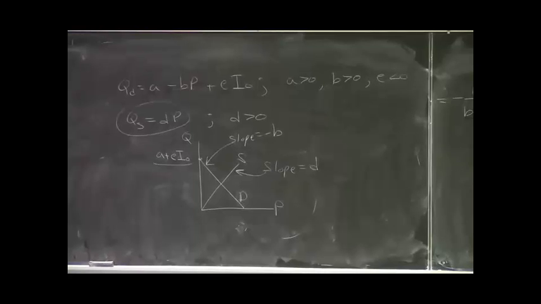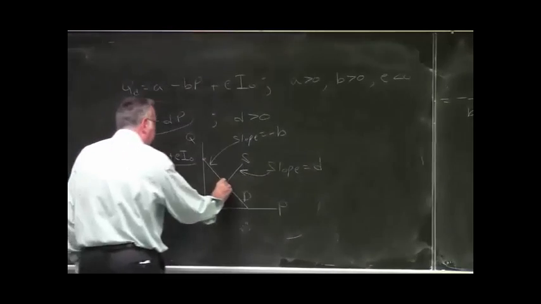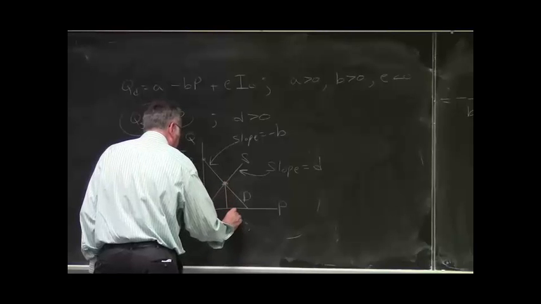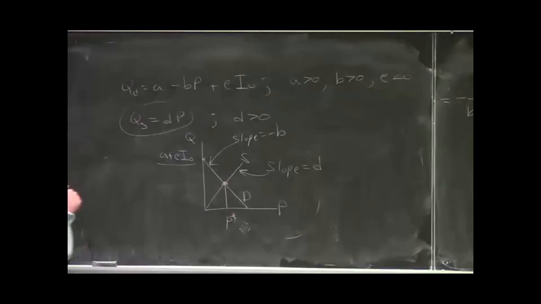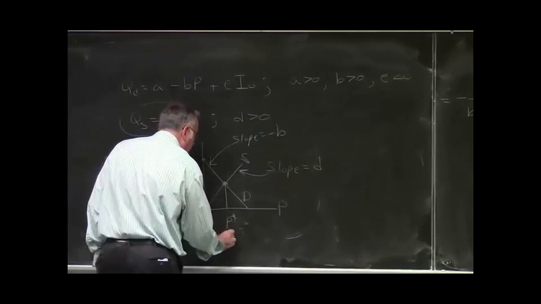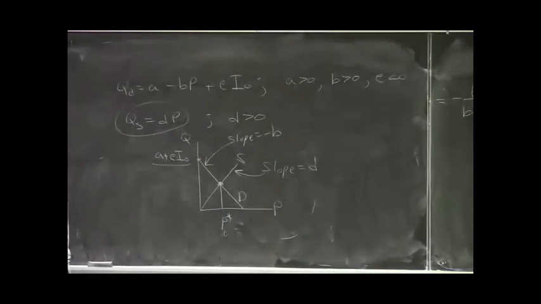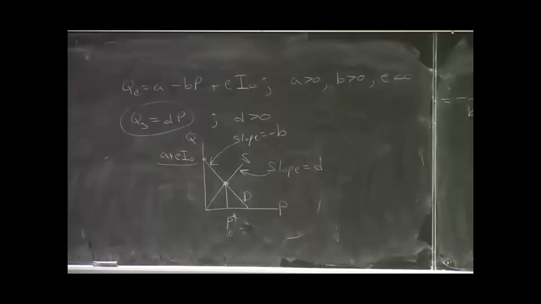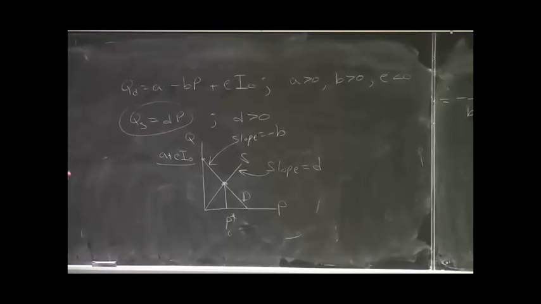Okay. Where they intersect, if you drop a perpendicular from this intersection right here, this would be your P star value. And let's call this P star value 0 for the initial situation, for the initial values of A, E, I, and D. All right, now we can do comparative static analysis using our graph.